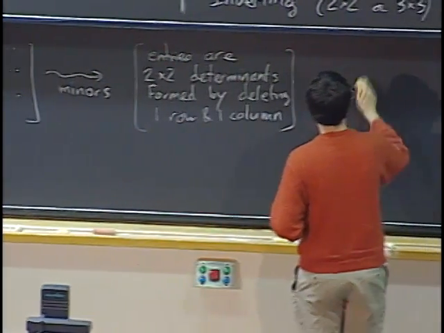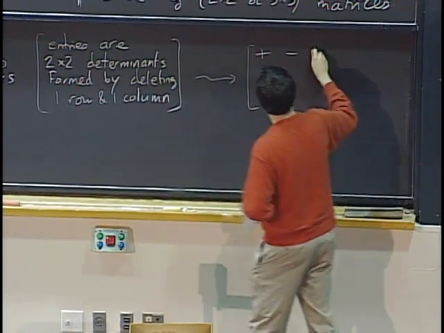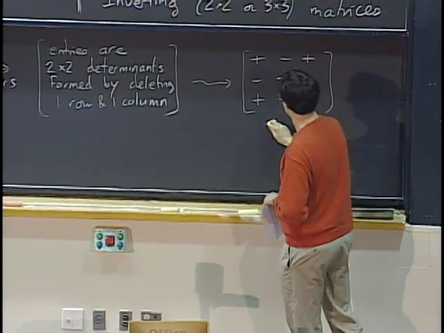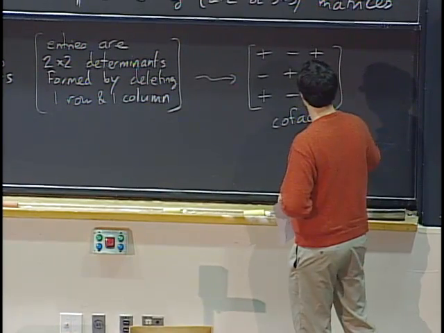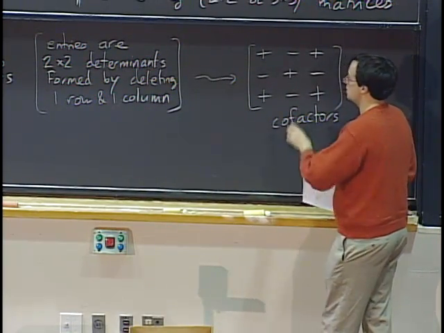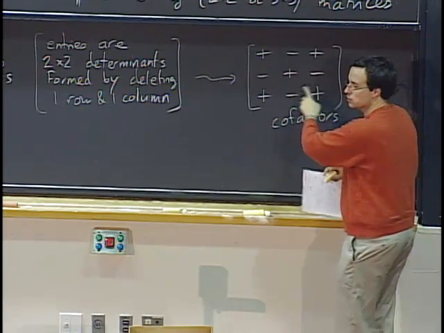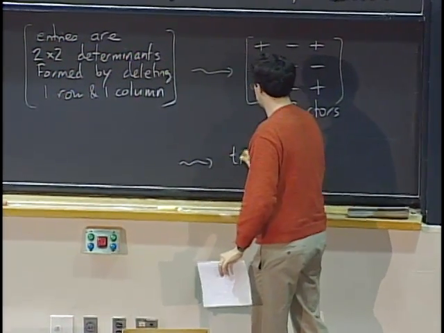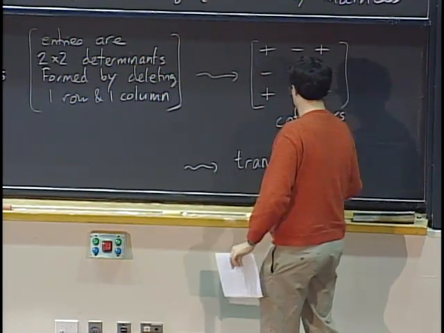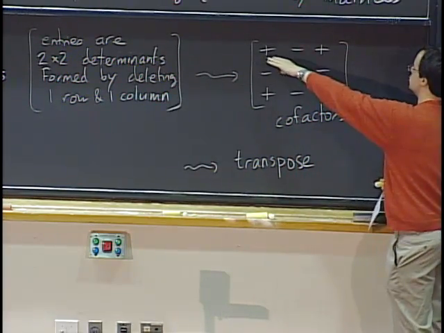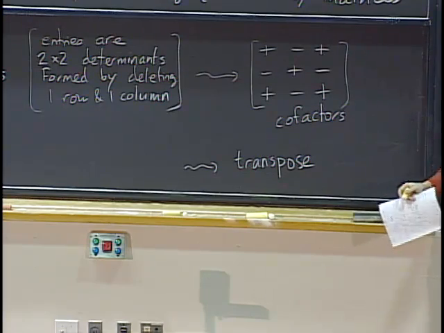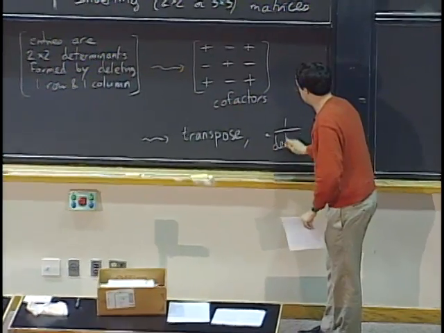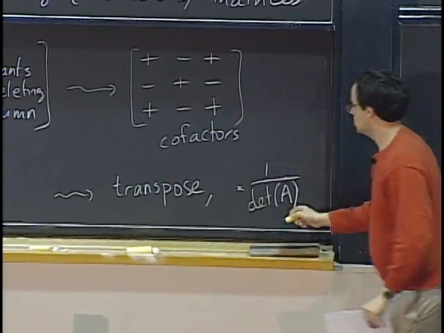Then I flip signs according to this checkerboard pattern, and that gives me the matrix of cofactors. Okay, so all it means is I'm just changing the signs of these 4 entries and leaving the others alone. And then I take the transpose of that. So that means I read it horizontally and write it down vertically. I swap the rows and the columns. And then I divide by the determinant of the initial matrix.